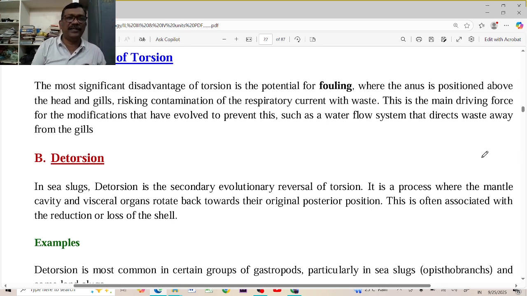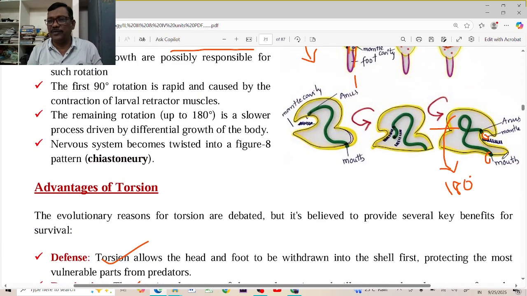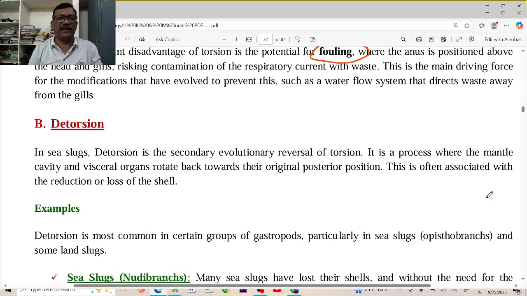What are the disadvantages of the torsion? Fouling smell. The water may be contaminated because the anus is located near the mouth. This is the mouth, this is the anus. From this anus, the excretory material is sent out from the body. Excretory material means the undigested food is sent out, but at this region the water may be contaminated or become foul smelling.